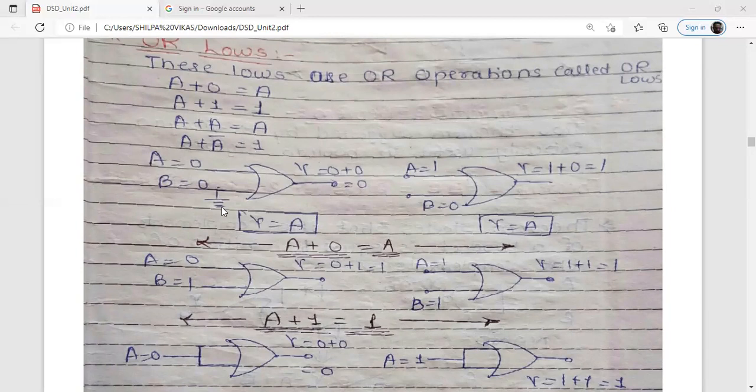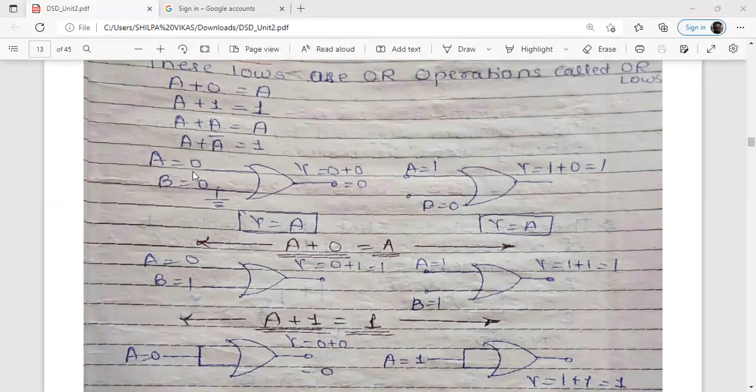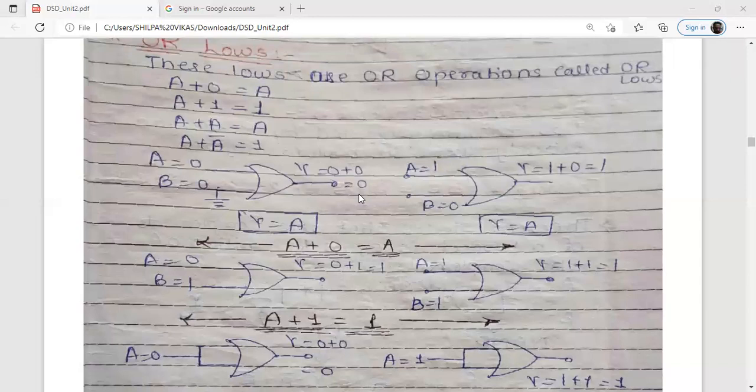Here we are setting the value of one input, that is b. Both times b is equal to 0, and now we are changing the value of a, one time a is equal to 0 and another time a is equal to 1. So here y is equal to 0 plus 0, output is 0. So it is proved that a plus 0 is equal to a.